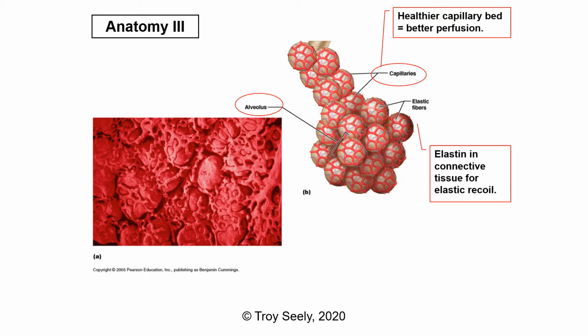The alveolus are designed to expand and contract with every breath you take, and they're able to do so effectively via the elastic recoil found by elastin connective tissue that makes them up. Capillary bed health and the presence of elastin in the alveolus are two areas of concern when we look at emphysema.